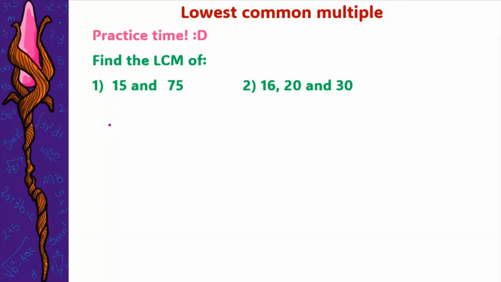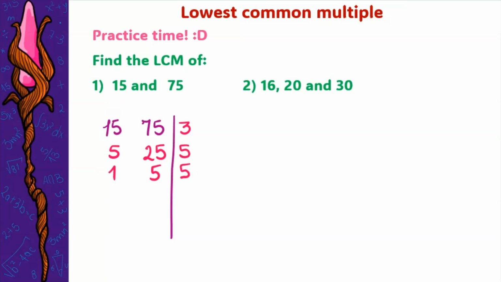Okay, let's see. 15 and 75. This method is my favorite one, so that's the one that I'm going to use. We cannot divide them by 2, so we divide them by 3, 5 and 25. We cannot divide by 3 anymore. We divide by 5, 1 and 5. And one more time to get the 1 for both of them. Okay, 3 times 5 is 15, times 5 is 75. So the answer for this one is 75.